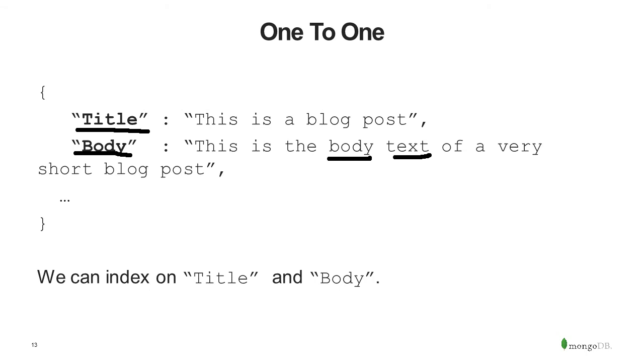So we can index on the whole field. So if I just put a normal index on body, I'd have to search for this is the body text of a very short post to return the value, or use a regular expression. If I do a text index, I can search on any word. So it gives us the ability to put these at the same level and search for them very efficiently.